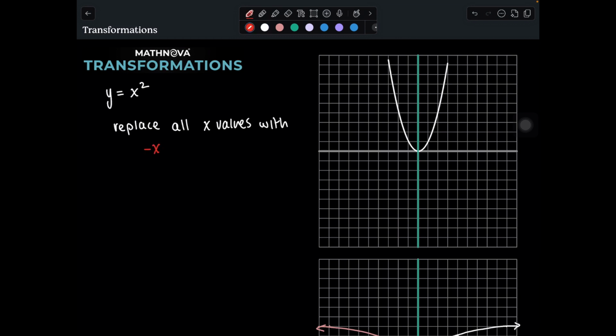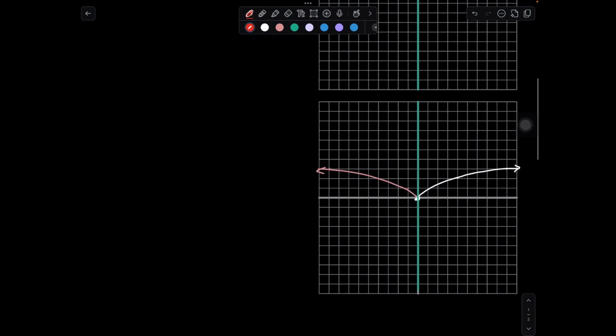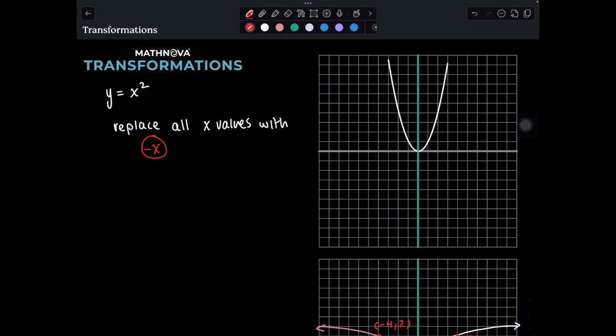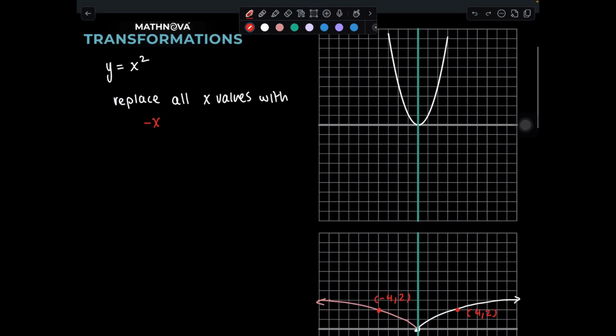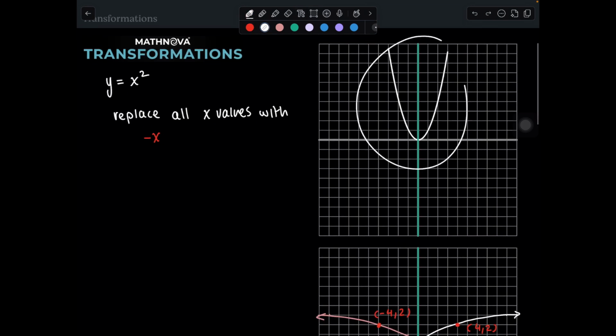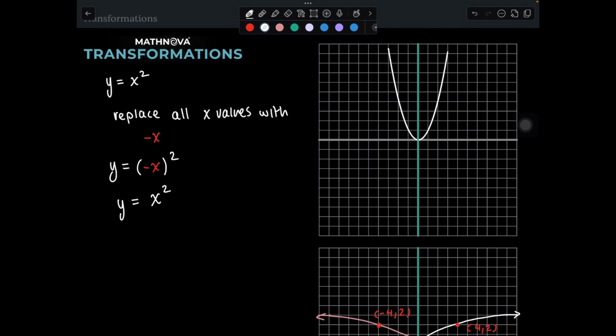negative x. And you can see with this example here, if I look at this coordinate here, 2, whoops, that's not 2, that's 4, 2. When I reflect it, that becomes negative 4, 2. So you can see how the x is a negative. So that's why we replace all the x values with a negative. And if we do it with our first example here, our parabola, this is what we get. We get y equals negative x inside. And when you square that and you take it out of that bracket, you're left with x squared. So it hasn't changed anything at all.